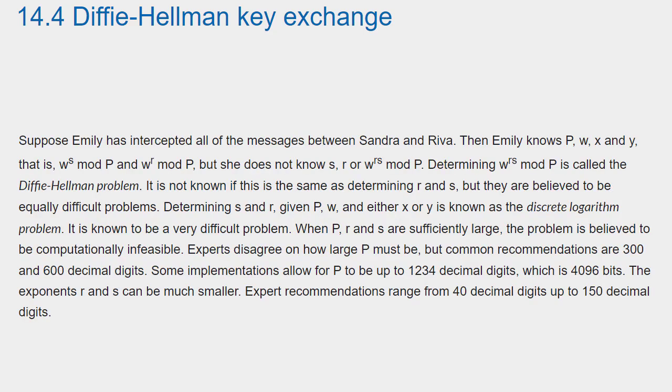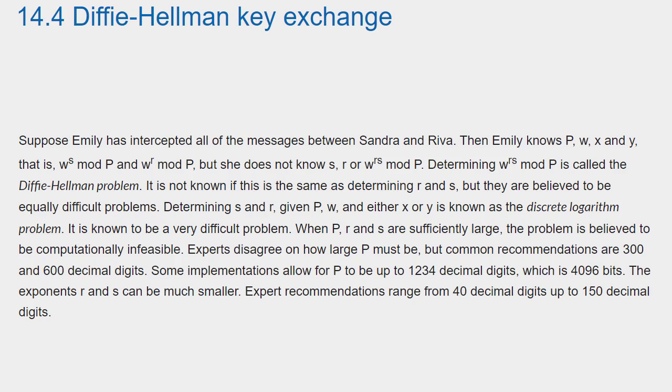Suppose Emily has intercepted all of the messages between Sandra and Riva. Then Emily knows P, W, X and Y, that is, W to the power S mod P and W to the power R mod P, but she does not know S, R or W to the power RS mod P. Determining W to the power RS mod P is called the Diffie Hellman problem.